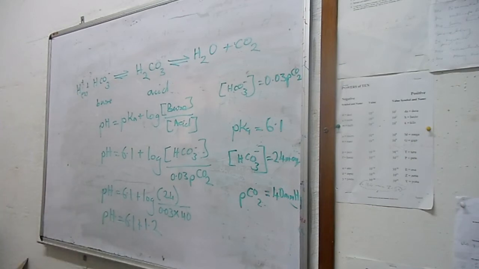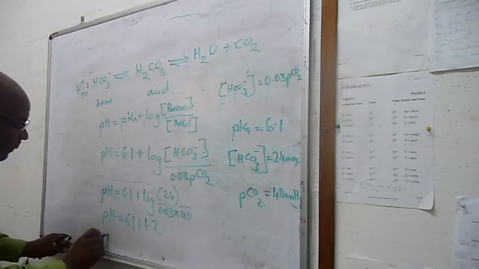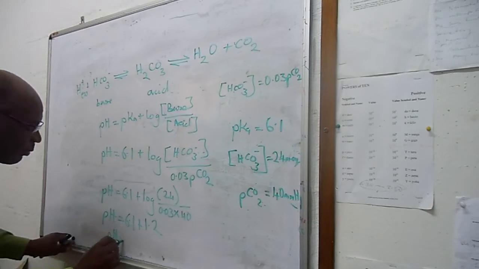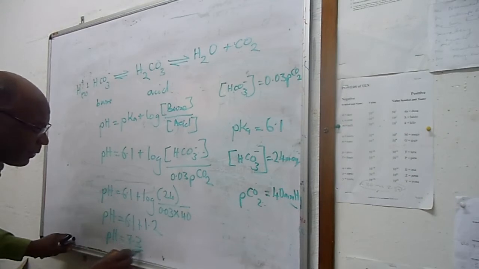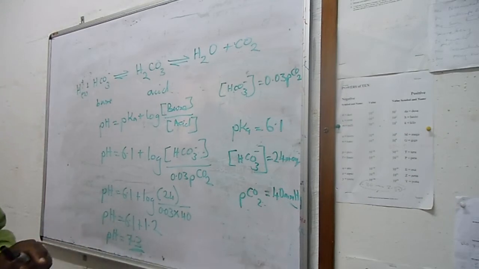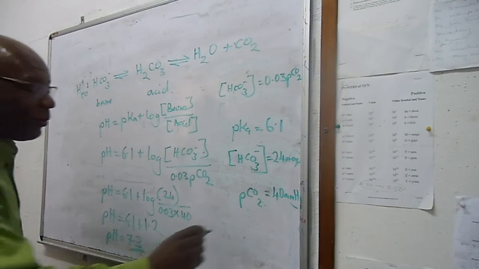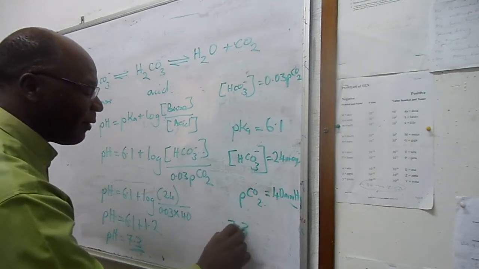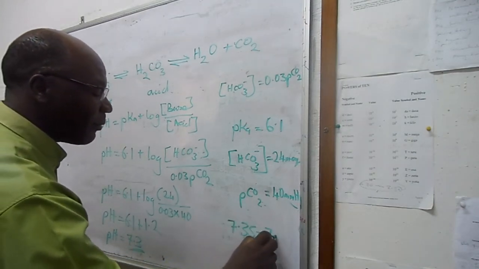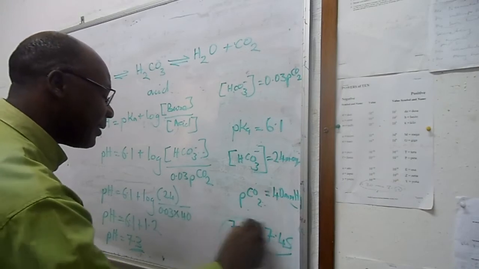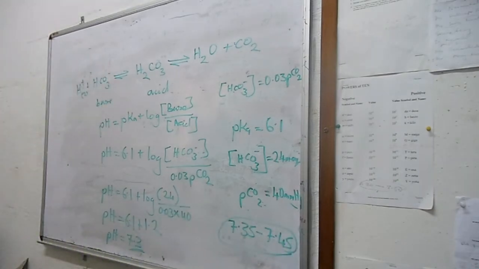1.2, somewhere there. So the pH of the human blood then will be 7.3, which is within the physiological range of 7.35 to 7.45. That is the physiological pH.